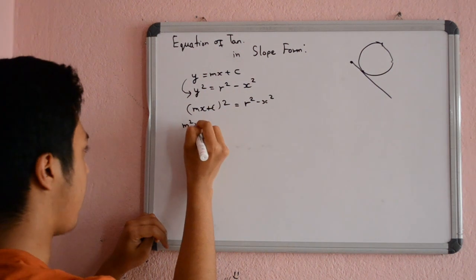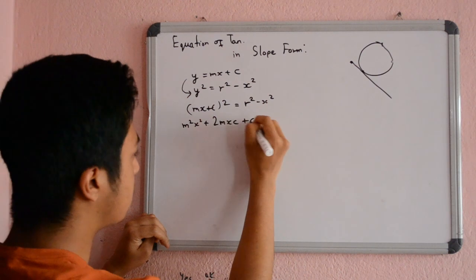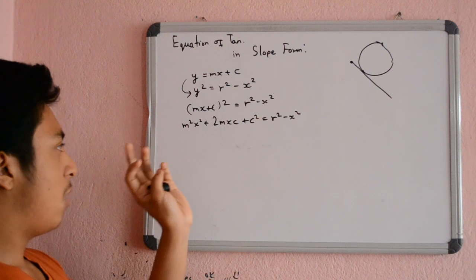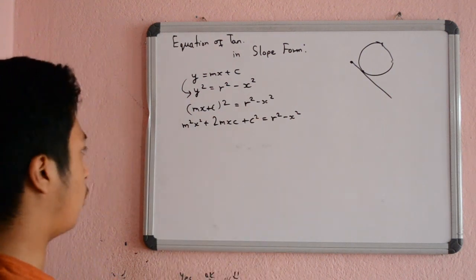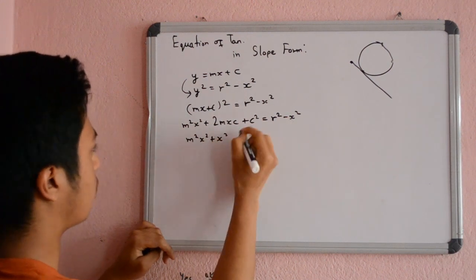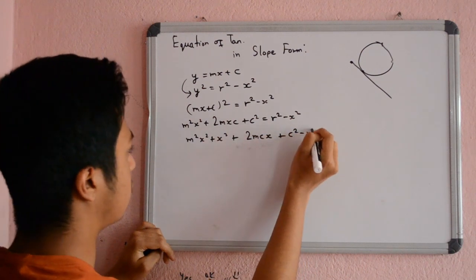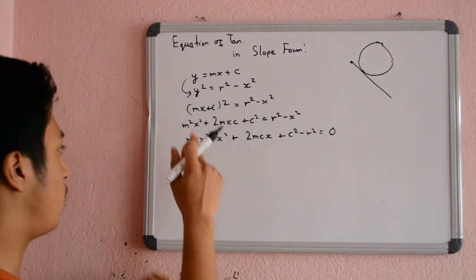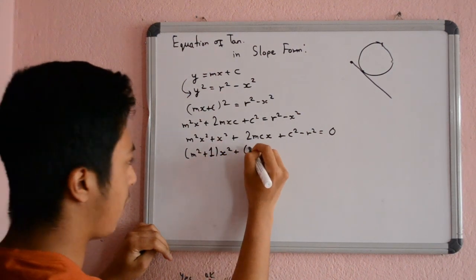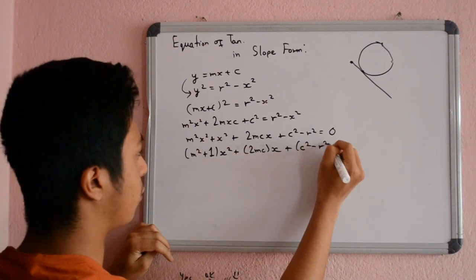So this is m square x square plus 2mxc plus c square is equal to r square minus x square. Now let's make it into some kind of a quadratic form. So we have m square x square, minus goes over there, plus x square plus 2mcx plus c square minus r square. This goes to 0. And right here we can take the x square common, so we'll have m square plus 1 times x square plus bracket 2mc into x plus c square minus r square is equal to 0.